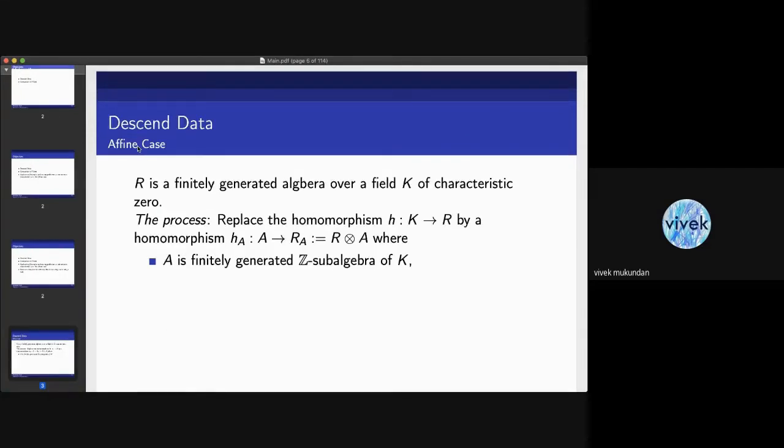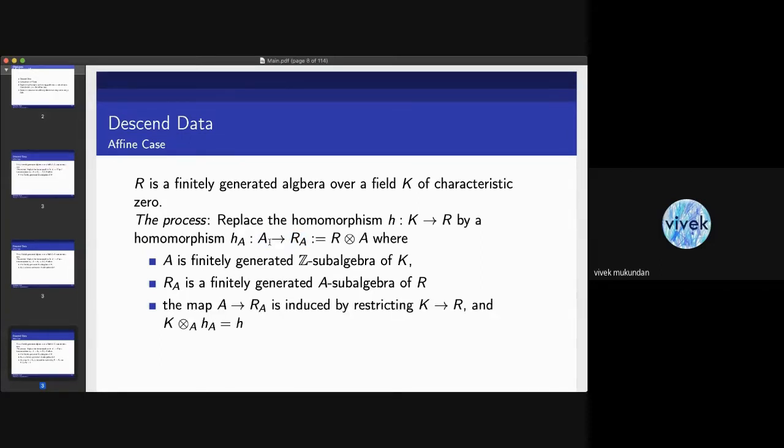Okay, the first is the descent data. What does it mean to descend data in the affine case? Given any finitely generated algebra over a field K of characteristic 0, the process is to replace the homomorphism K to R by A to R_A. That is, first replacing the field K by a finitely generated Z-subalgebra A of K, and then further replacing R, which is a finitely generated K-algebra, by R_A, which is a finitely generated A-algebra, such that the descent is natural. So the map from A to R_A is induced by restricting this map.